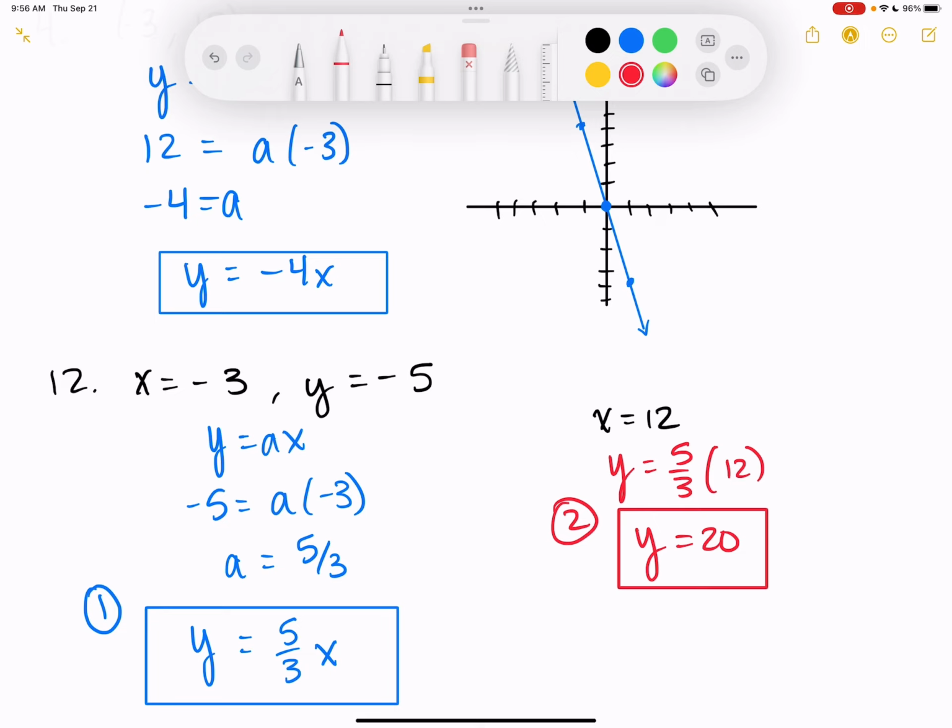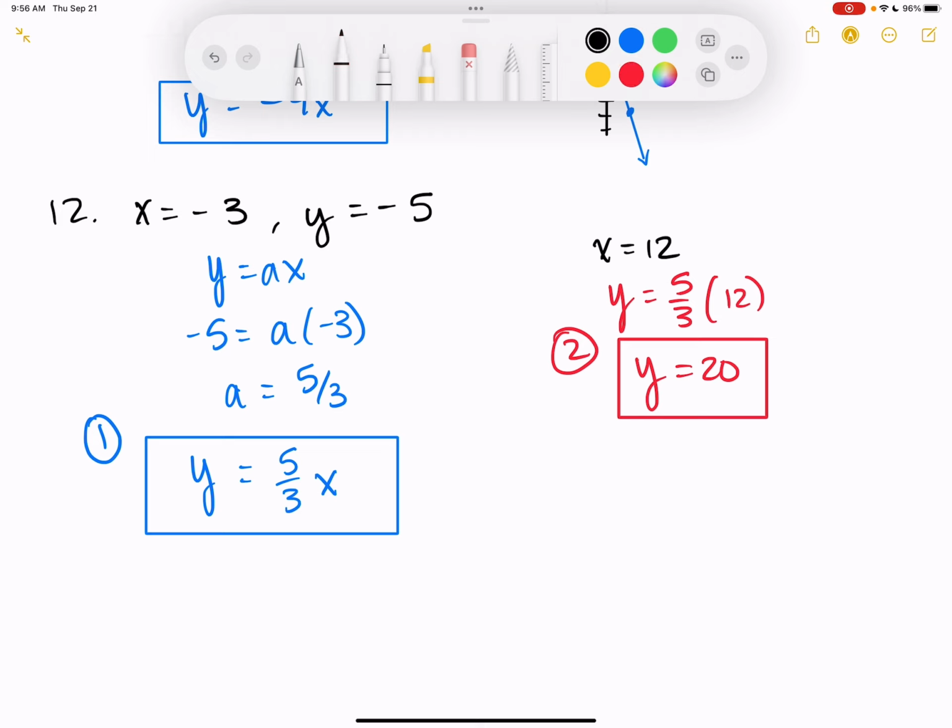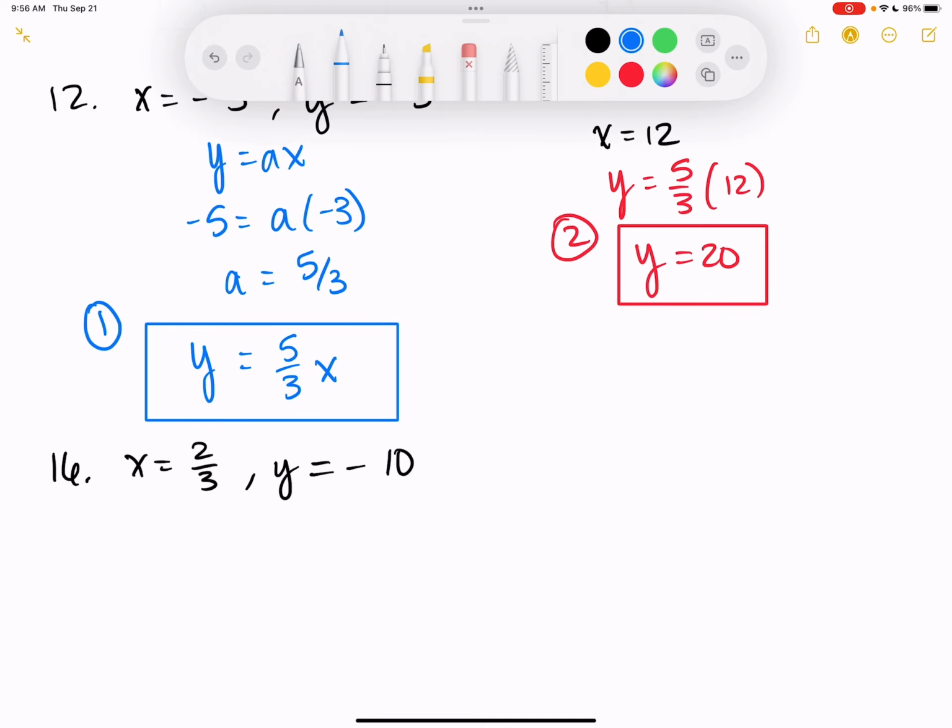All right, I'll do another one like that. x is equal to 2/3, y is equal to -10. So y equals ax. And you don't have to write that every time. I'm just writing it right now so that you hear it over and over again so that you know what the form is. So negative 10 is equal to a times 2 over 3.